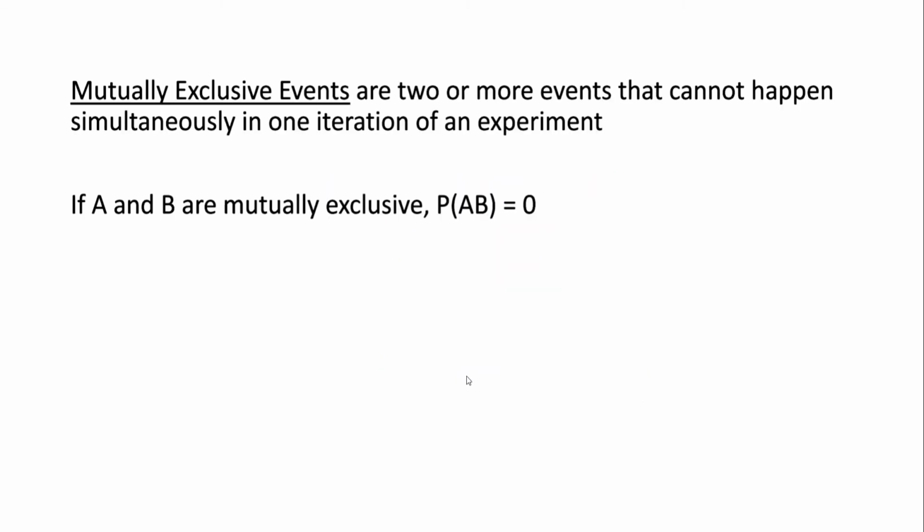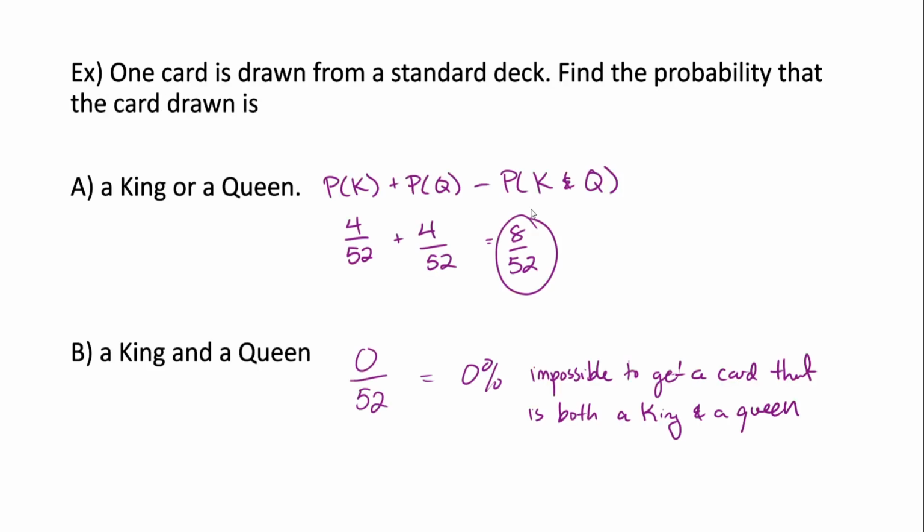So to talk more about things that are impossible like that, or when you have 2 events that can't occur together at the same time, these events would be called mutually exclusive. This means the 2 or more events can't happen simultaneously in one iteration of the experiment. If A and B are mutually exclusive, the probability of them happening together is 0. So like in this last example here, getting a king and queen at the same time would be mutually exclusive.